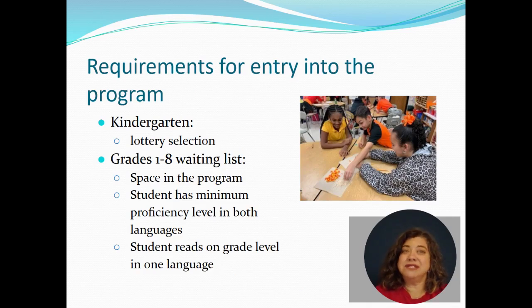The requirements for entering Compañeros are simple for kindergarten. It's just being selected in the lottery. For grades 1 through 8, the lottery is to get an order on the waiting list. If there is space in that child's language, the student will be assessed and interviewed, and the parent will be contacted with an invitation to join if the child meets the late entry criteria. The criteria typically is that they are reading on grade level in their stronger language, and they have some oral proficiency in both languages.